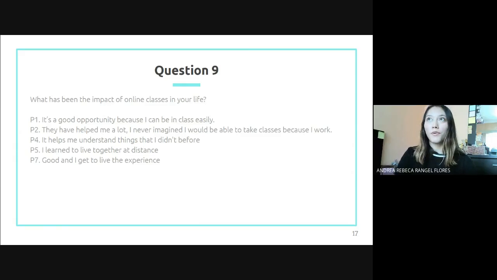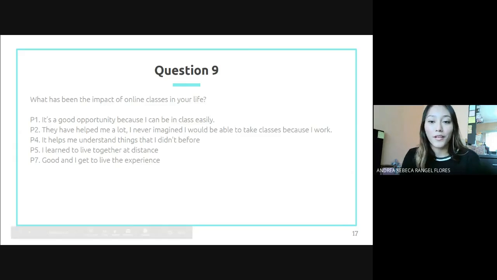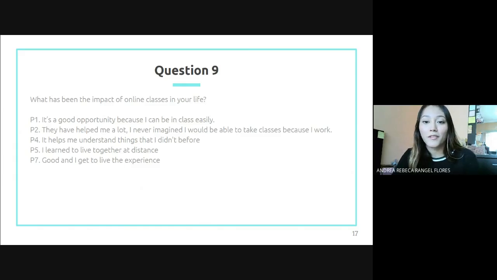And this one was really important since the age factor really helps with this, since the majority of our students are adults, working adults, so they have a job, and this modality helps them connect and still have time to leave for work and do their normal life. So student number 2 said, they have helped me a lot. I never imagined I would be able to take classes because of work, which is related to what I said before.